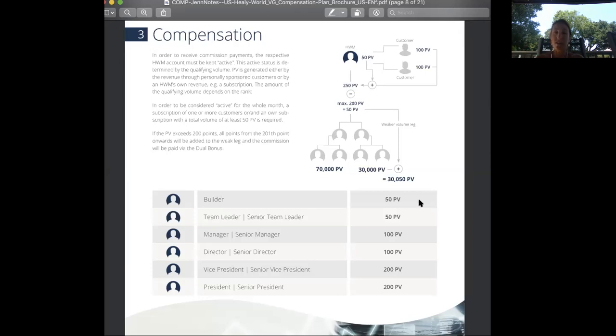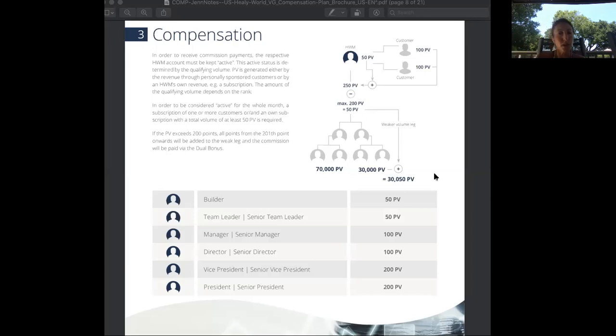So you can see on this page of the PDF that 50 PV is the basic PV to stay active. You can meet this requirement with the digital nutrition app subscription, DNA for short. That is 50 PV, and that's about 95 euros, about 100 US dollars. That changes based on, obviously, exchange rates.